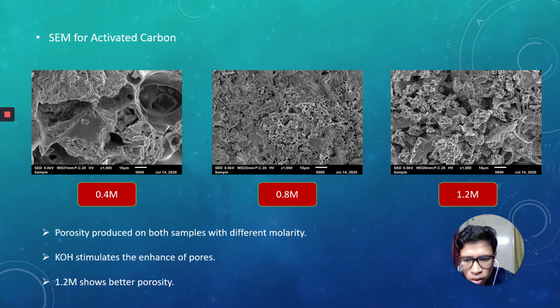1.2 molarity shows a better porosity. As you can see in the picture, the porosity is abundant. There are many more pores in the 1.2 molarity than the others. Although the size is small, the surface area in 1.2 molarity is bigger than the others.